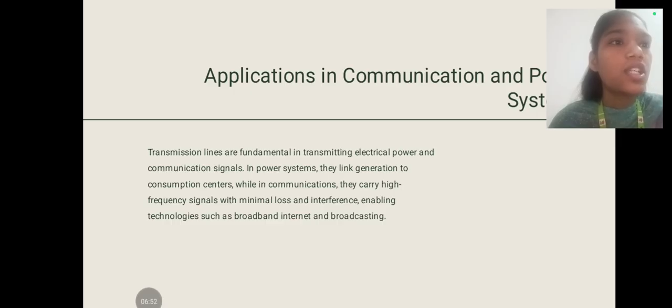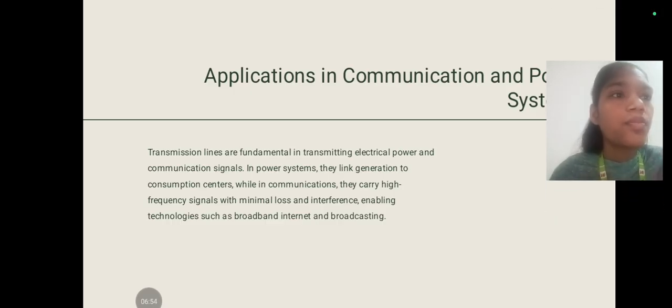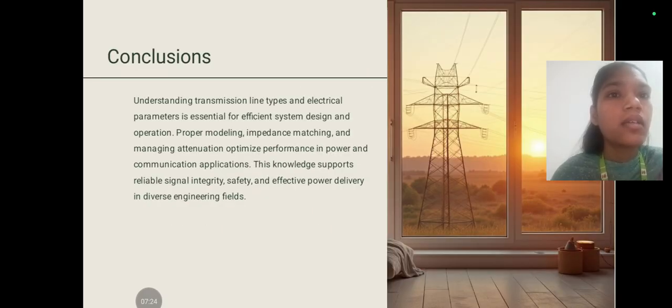Applications in communication and power systems. Transmission lines are fundamental in transmitting electrical power and communication signals. In power systems, they link generation to consumption centers, while in communication, they carry high frequency signals with minimal loss and interference, enabling technologies such as broadband internet and broadcasting.